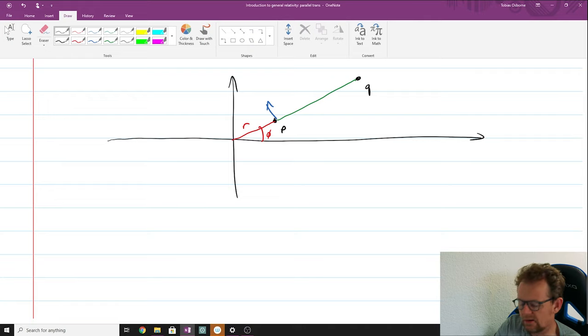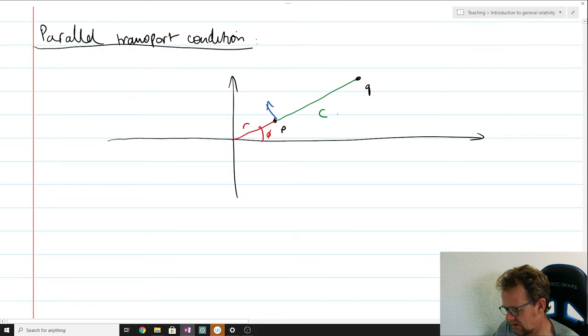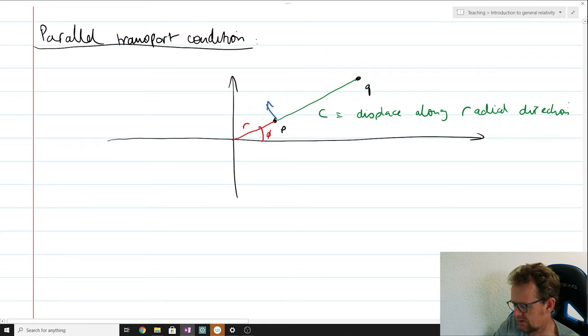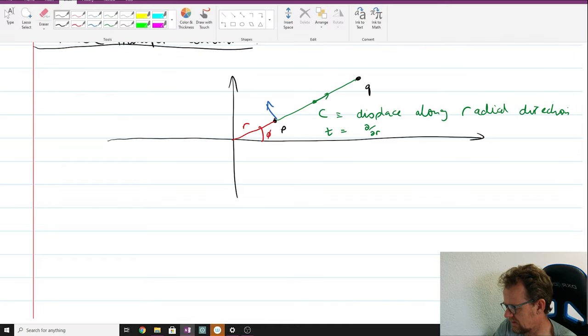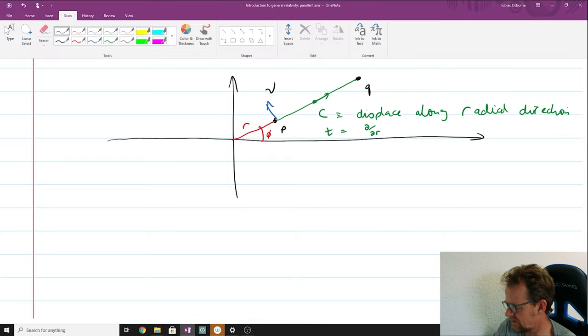We want to parallel transport our vector v along the curve, this green curve C, and this green curve C is just displacement along the radial direction. So that's our curve. So we know what the tangent vector to this curve is. So T is ∂/∂r, right? It's the curve whose tangent vector points in the radial direction. And remember, tangent vectors are identified with partial derivative operators, ∂/∂r, at the point P, or in fact at any point on the curve. So that's our goal. We want to parallel transport this vector v along a curve C, which goes in the radial direction.